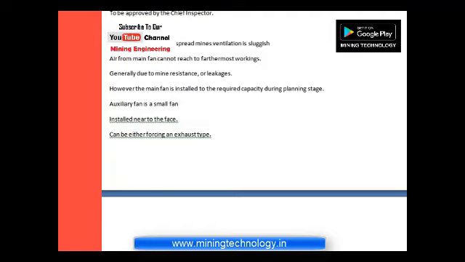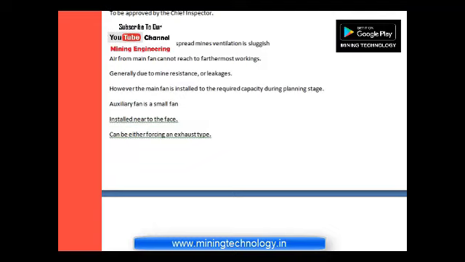The natural ventilation system is possible up to 30 meters vertical depth, or where the inlet is at a higher level and the opening is at a lower level. The air moves from high density areas to low density areas. Where the vacuum is more, or where the density is low, the high pressure air passes to the low density area.